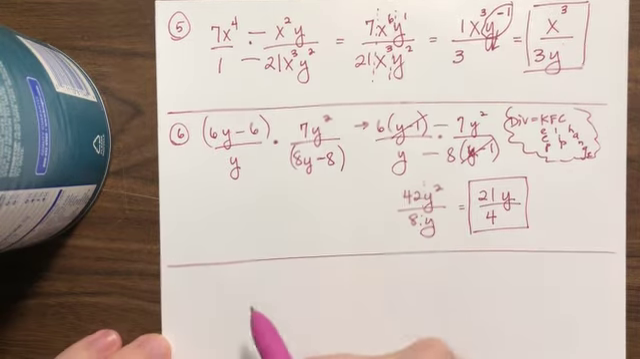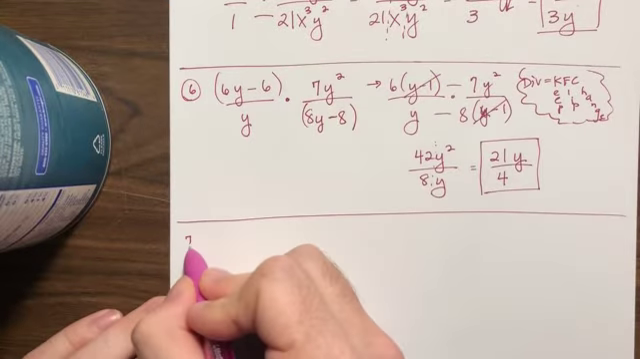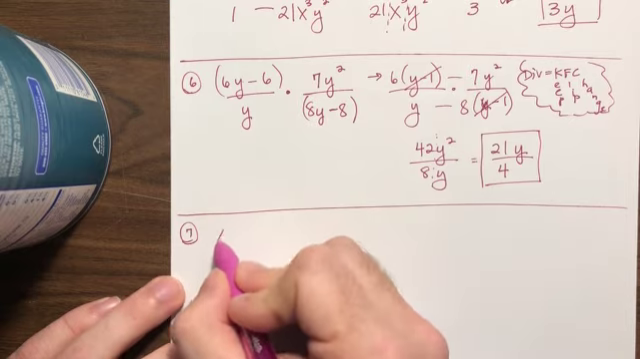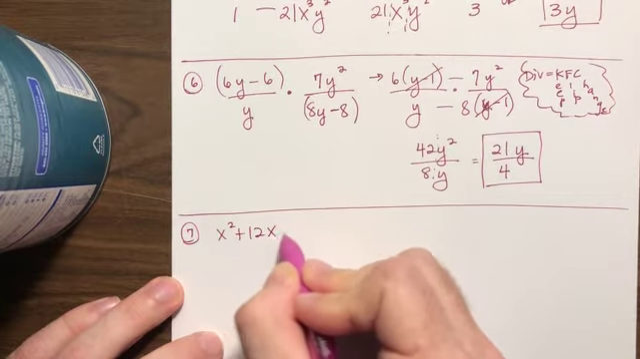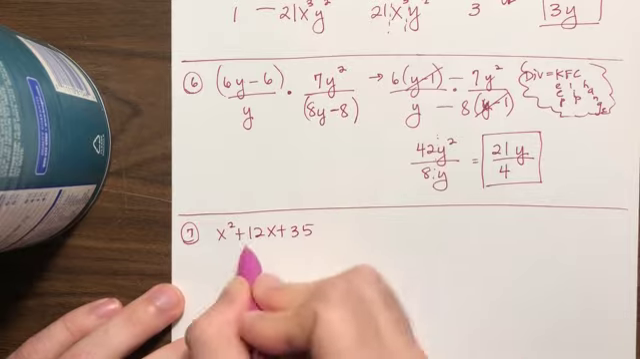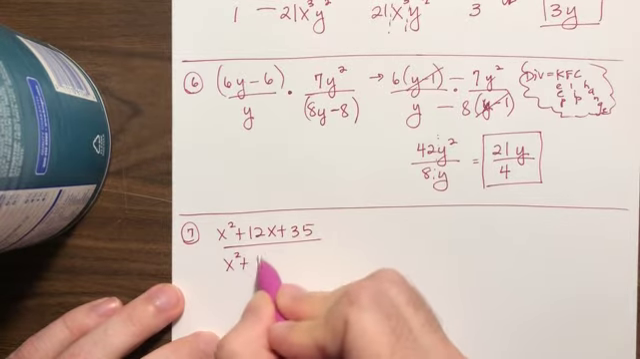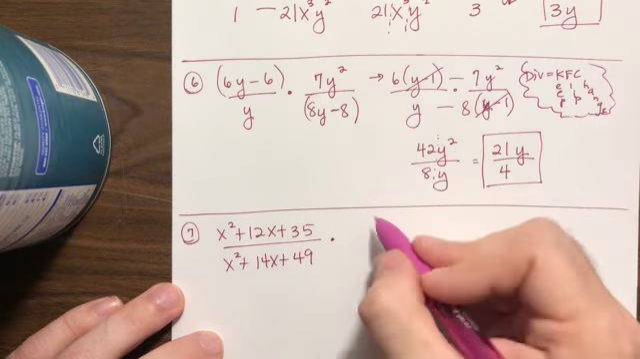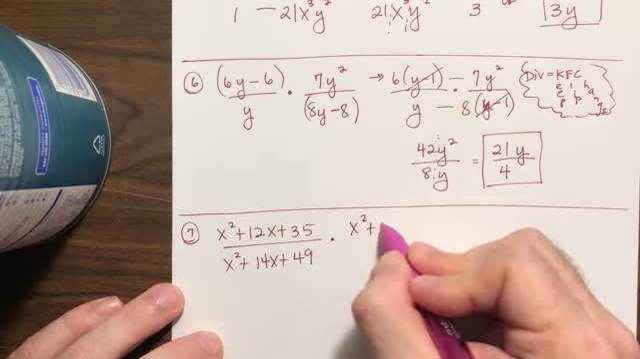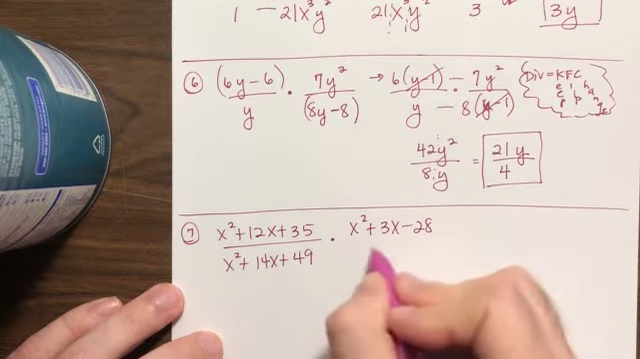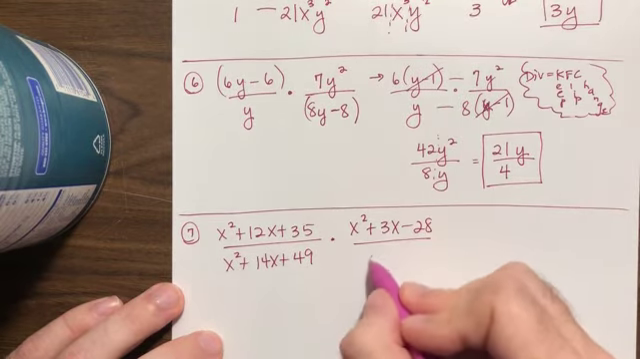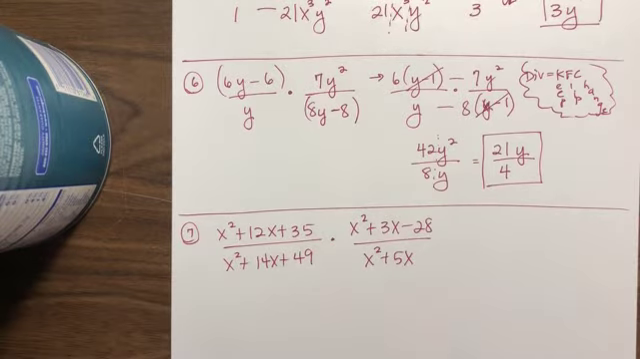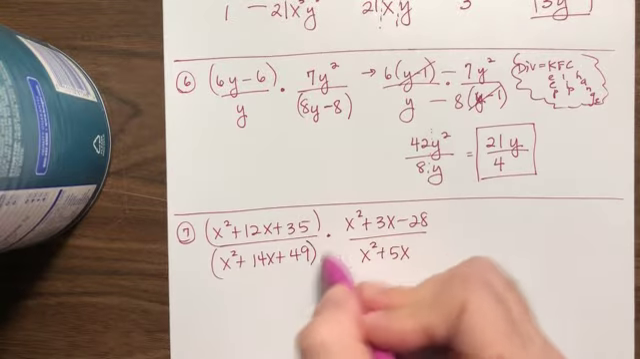Okay. So KFC means flip that second one, and then keep doing the same thing you've been doing, which is factoring and canceling. All right, x squared plus 12x plus 35 over x squared plus 14x plus 49. I'm just doing this as we go. X squared plus 3x minus 28 used to be the denominator. Now it's up in the numerator. And then x squared plus 5x also moved. Okay, everything factors. Oh, goody.